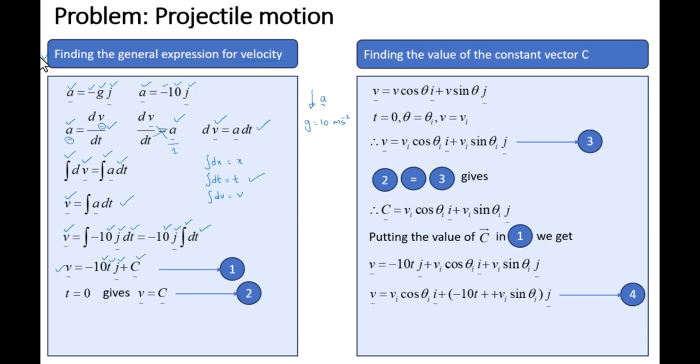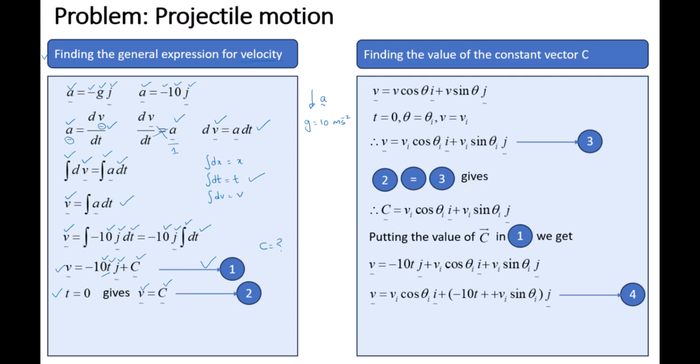Now the next step is to find what's the value of c. Let's call this equation number 1. Now the next step is to be able to find the constant c. How do we find it? At time t equal to 0 in equation 1, on the left hand side we get the initial velocity, and the right hand side will be equal to c because t becomes 0. So the initial velocity will be equal to the vector c.